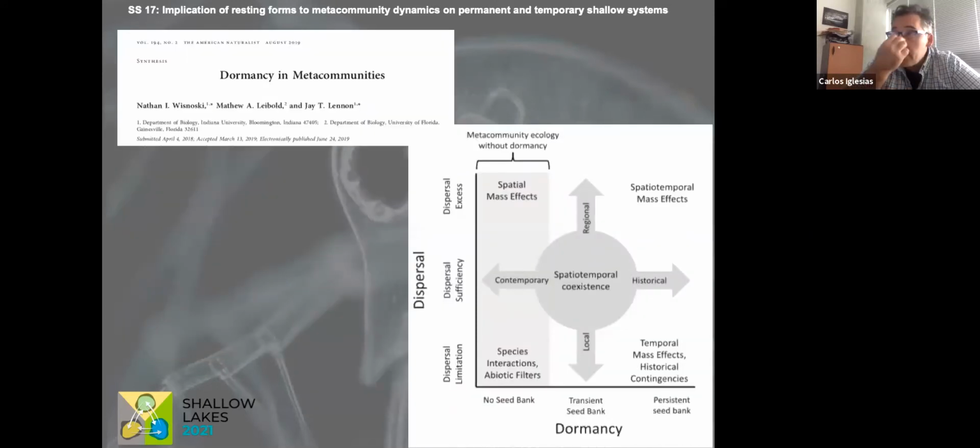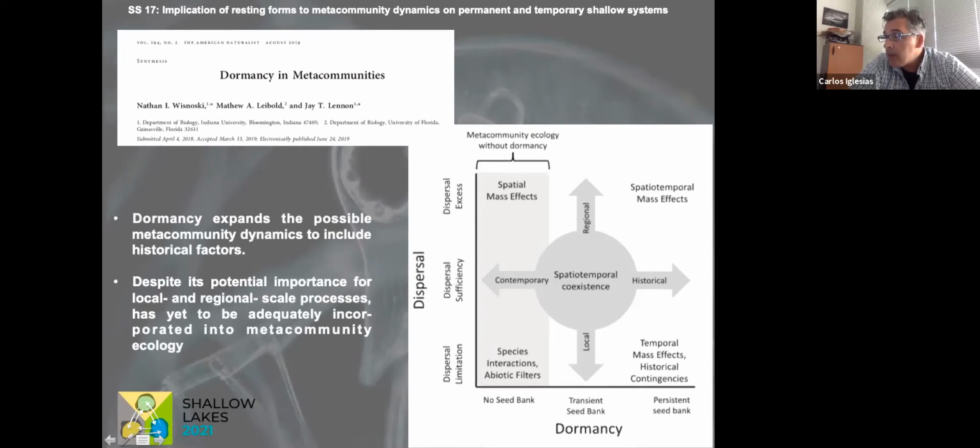In this sense, I brought here a more recent work by Wisnoski, Leibold, and Lennon. And as you already have seen during the conference, history and the past condition what's happening now and the future, not only in one system. I brought this for you: metacommunity ecology without dormancy is this narrow, but it expands when we put these historical factors into account.